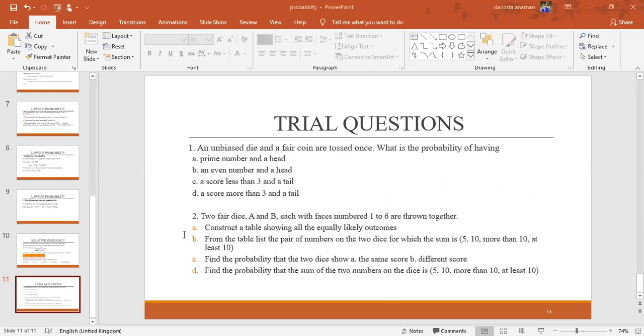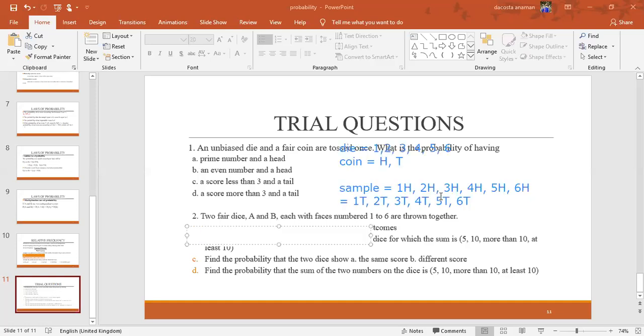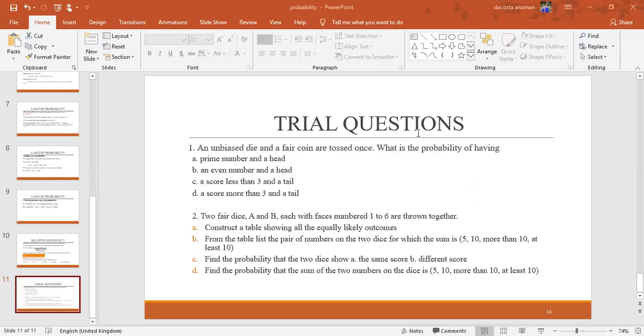Let me clear everything, then we can start. Okay, so the sample size will be what? 1, 2, 3, 4, 5, 6, 7, 8, 9, 10, 11, 12. That's the sample size. So the sample size will be 12. Let's put that in mind.